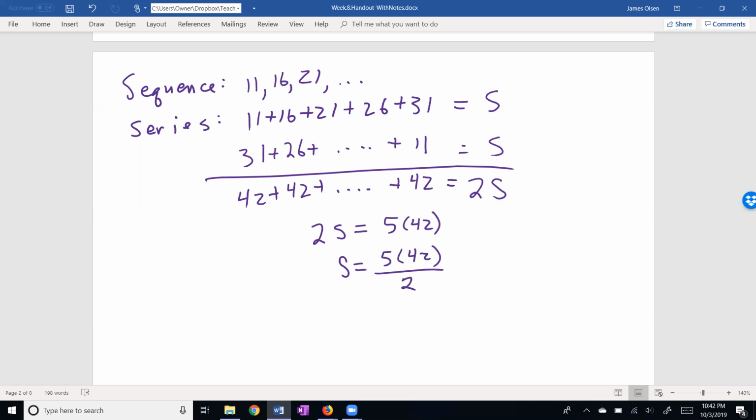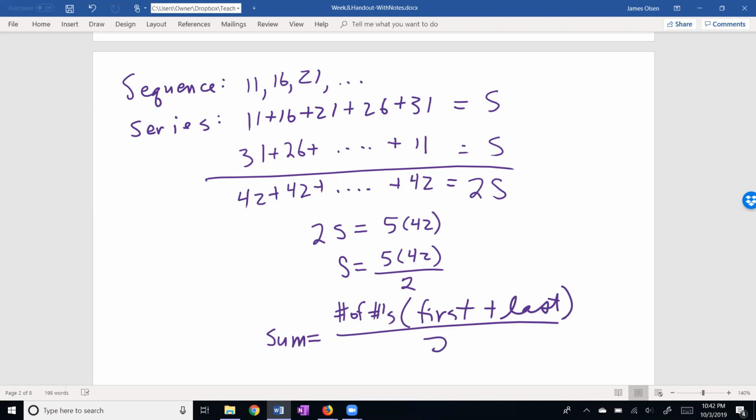So my formula here is that the sum is equal to the number of numbers, times first plus last, divided by 2. This is for an arithmetic series. Let's prove this in general.